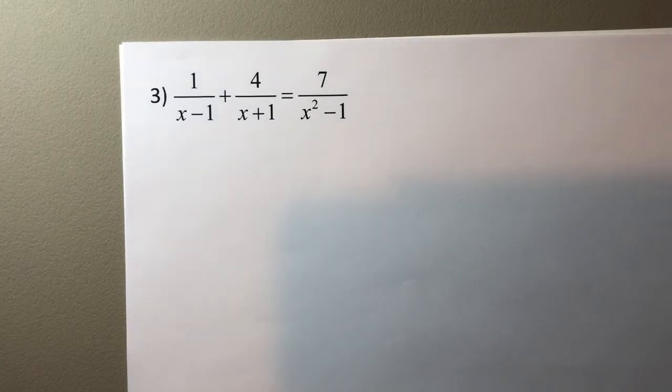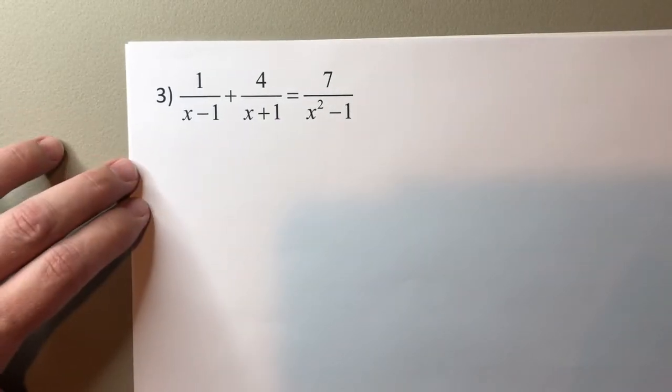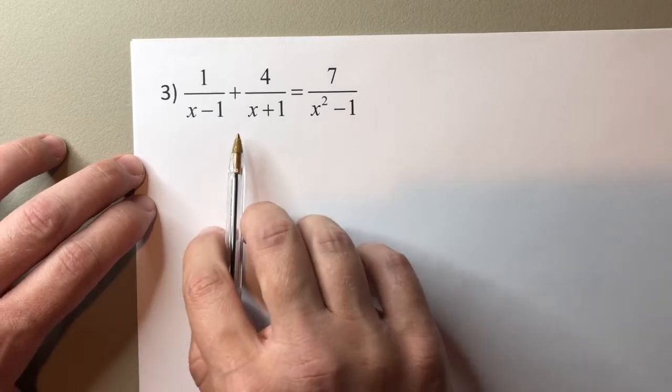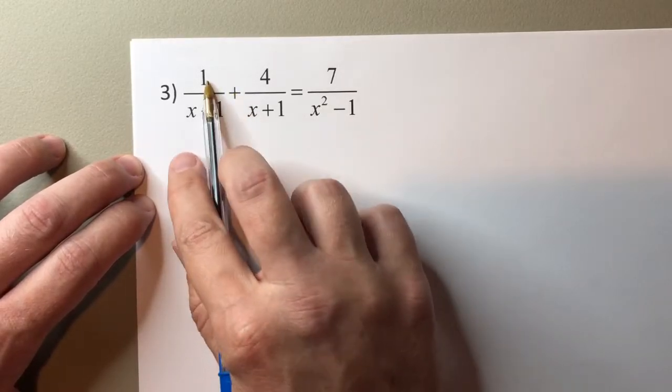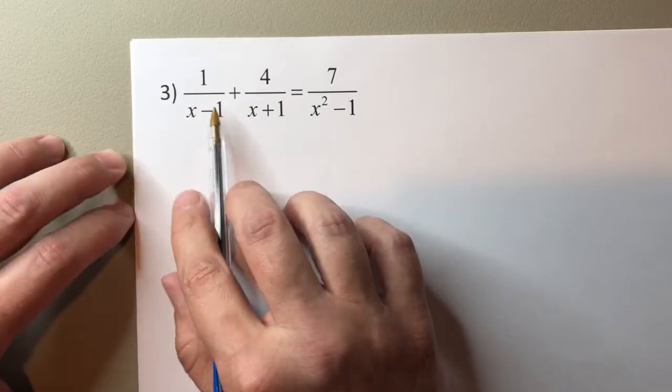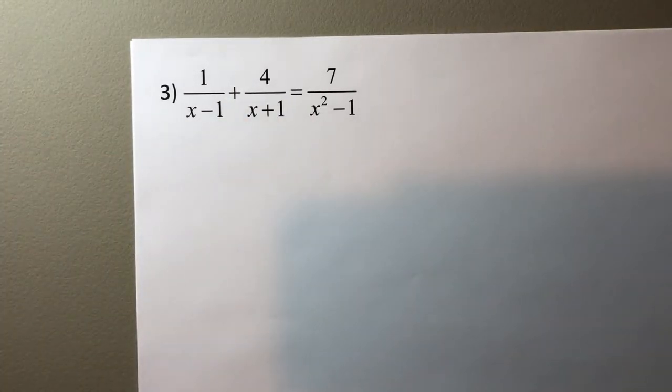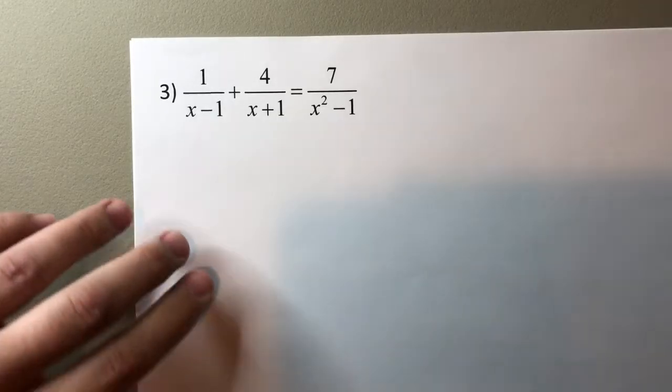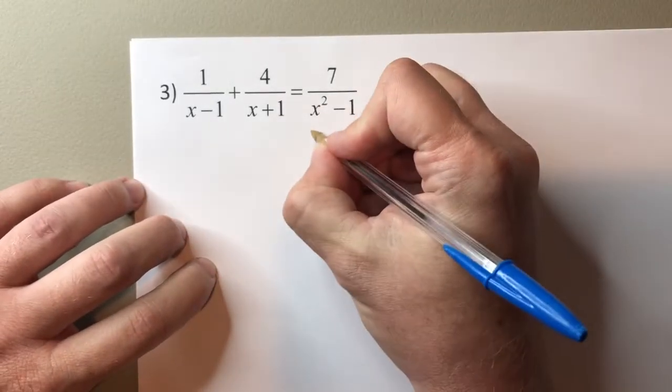Moving on to example number 3. All right, so this is the one I was talking about, where we have a sum or difference now occurring between two rational expressions on one side, the left side in this case, of the equal sign. So we cannot cross multiply here. Instead, what we're going to do is multiply both sides by the LCD.